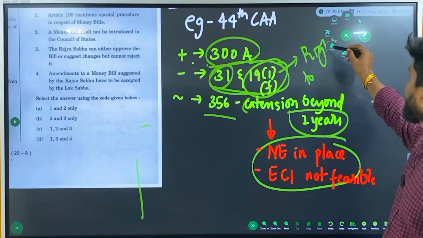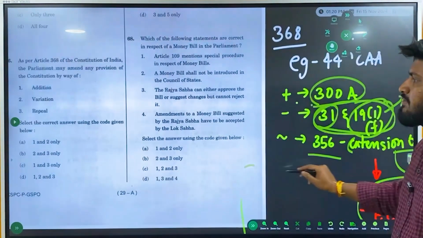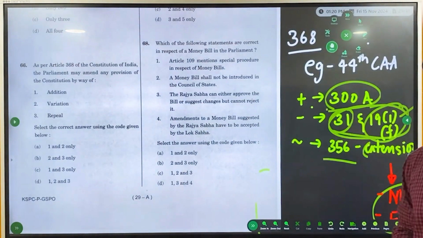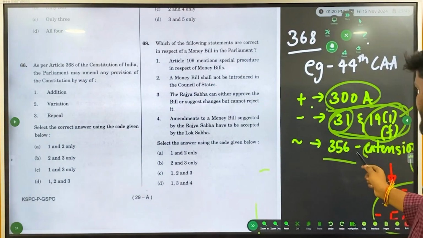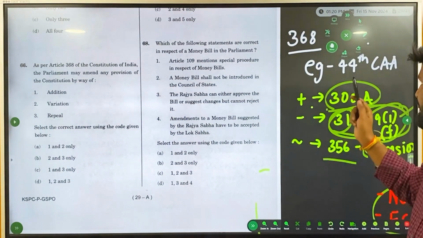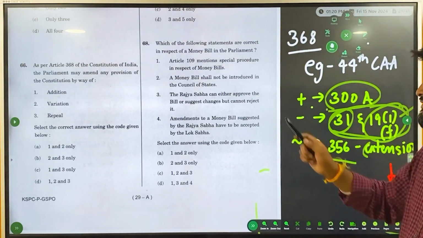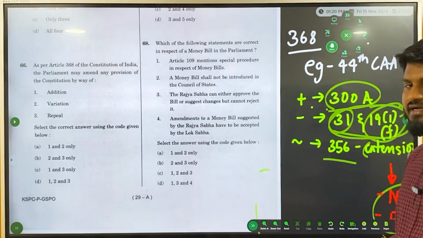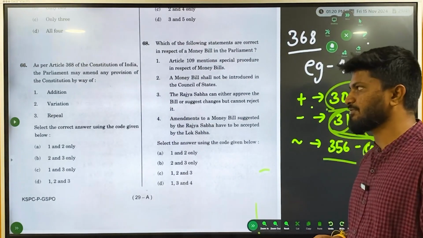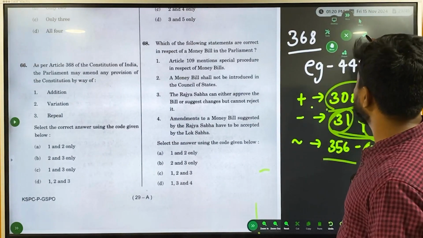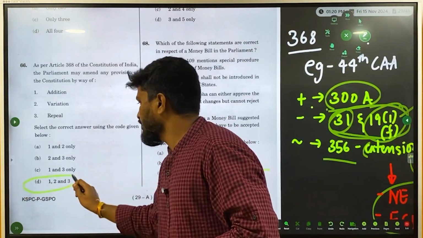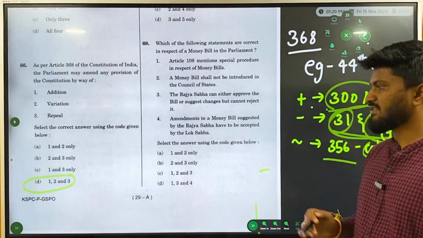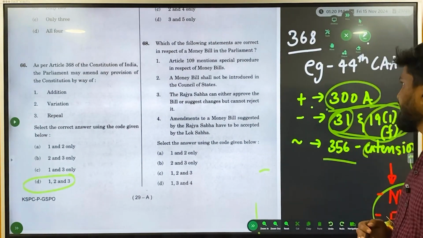So now moving on to the questions. Addition: we have added Article 300A. Variation: Article 356 has been varied by the 44th Amendment Act, and repeal: 31 and 19F are repealed from the Constitution. So the correct answer becomes D, 1 2 3. This is a straightforward question, you will be able to answer it very easily.